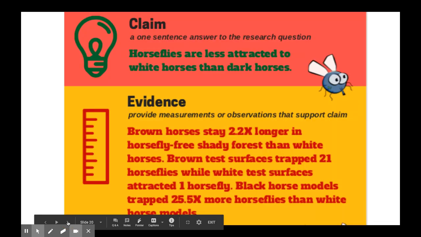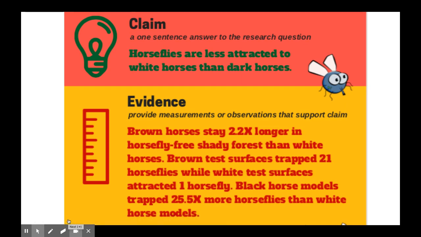And so what claim did the scientists make? They made the claim that horseflies are less attracted to the white horse than the dark horse. And what evidence did they provide? They said that brown horses stay 2.2 times longer in horsefly-free shaded forests than white horses. Brown test surfaces trapped 21 horseflies, while white test surfaces attracted 1 horsefly, and black horse models trapped 25.5 times more horseflies than white.